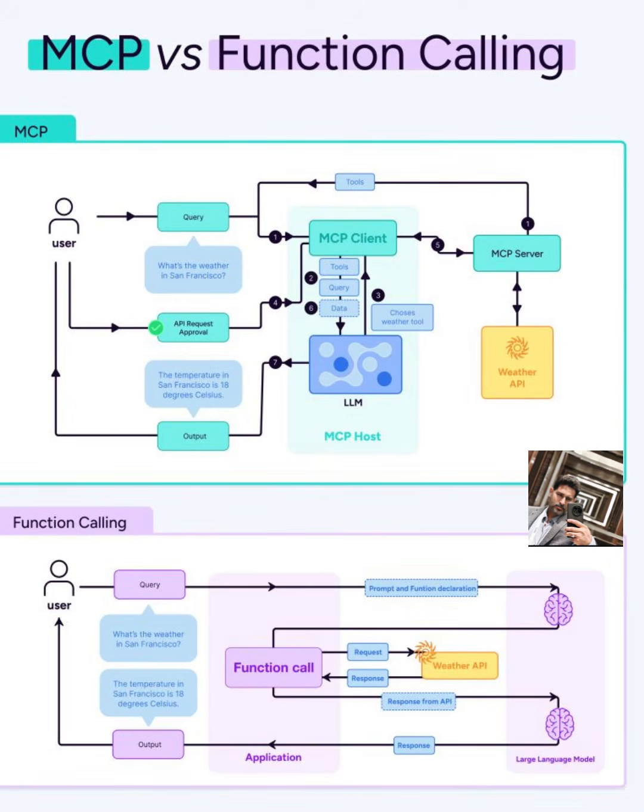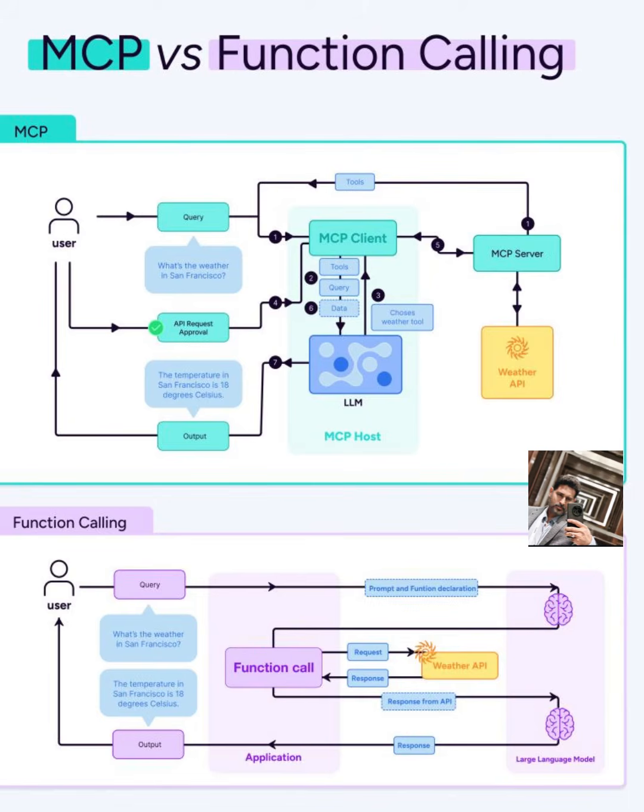Today, we're diving into a key concept for AI developers, MCP versus function calling. If you're building applications with large language models and need to integrate external tools or APIs, this comparison will help you understand the trade-offs. Let's break it down in a few minutes, stick with me.